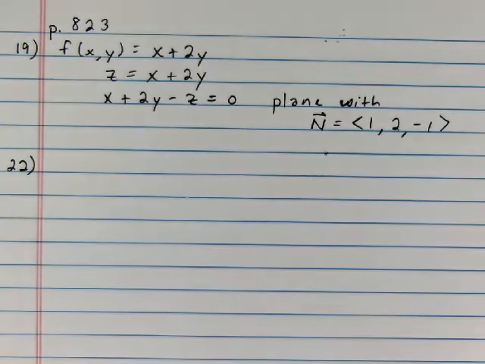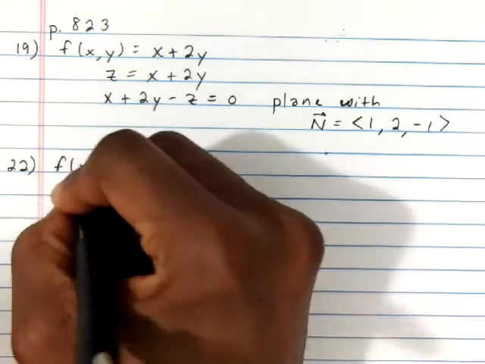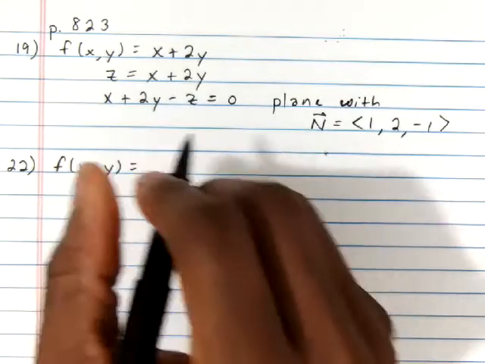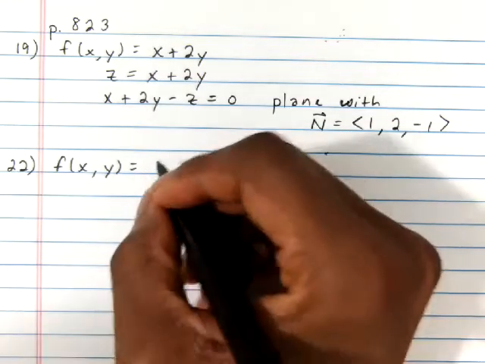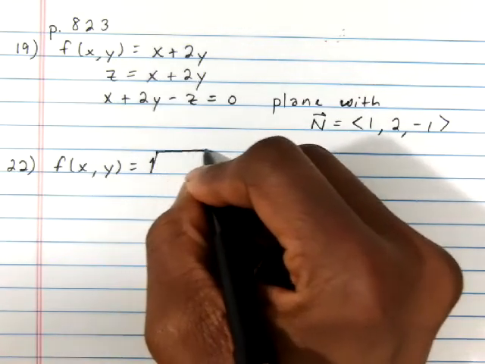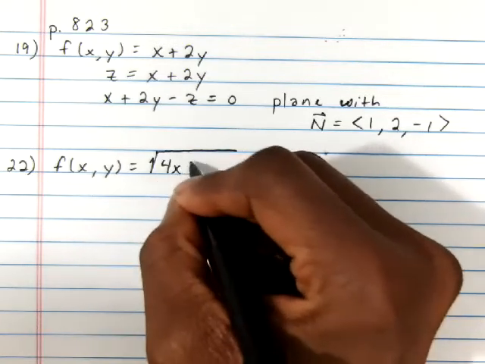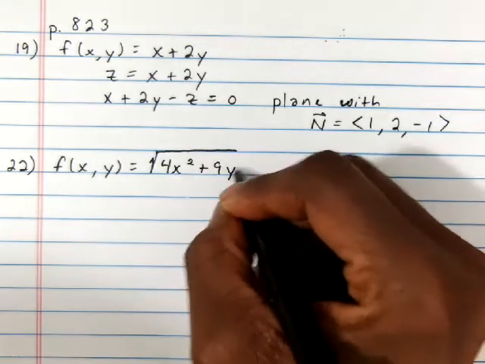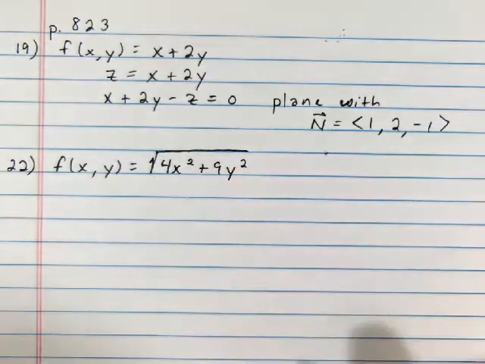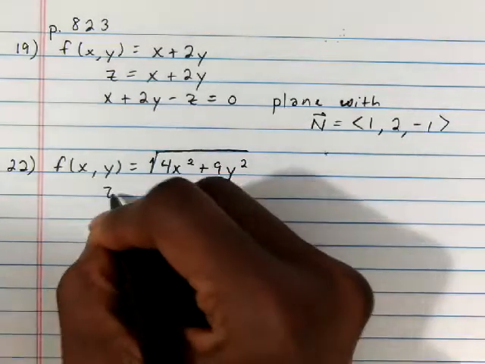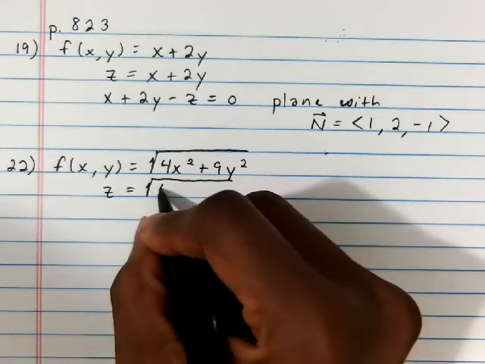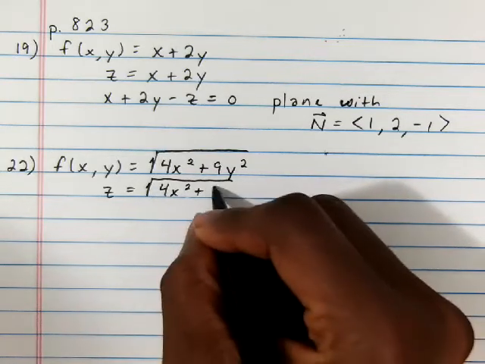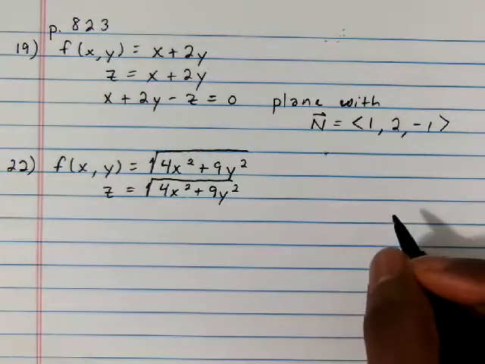All right. So next, let's look at number 22, which is f of xy equals the square root of 4x squared plus 9y squared. So first we're going to write this as z equals the square root of 4x squared plus 9y squared.